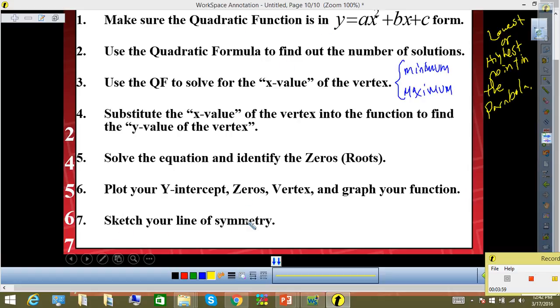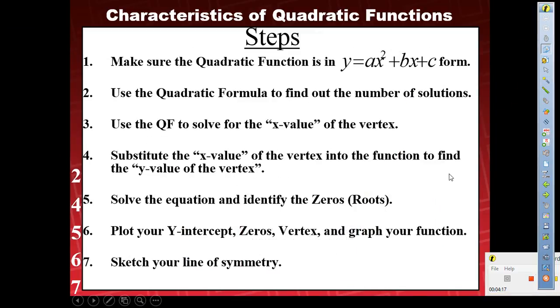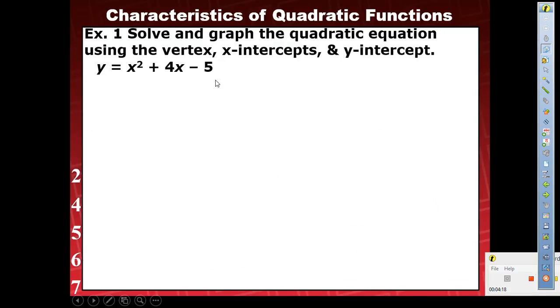Underneath the steps, I want you to write Example 1. Example 1: solve and graph the quadratic equation using the vertex, x-intercepts, and y-intercept. Notice how I wrote the equation y equals x squared plus 4x minus 5. Write it somewhere in the middle, so you can leave yourself some space to the sides to do work.